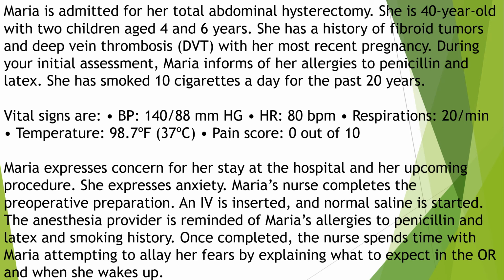Her vital signs are BP 140 by 88 mm of Hg, heart rate is 80 beats per minute, respirations 20 per minute, temperature 98.7 degrees Fahrenheit, pain score 0 out of 10. Maria expresses concern for her stay at the hospital and her upcoming procedure. She expresses anxiety. Maria's nurse completes the pre-operative preparation.